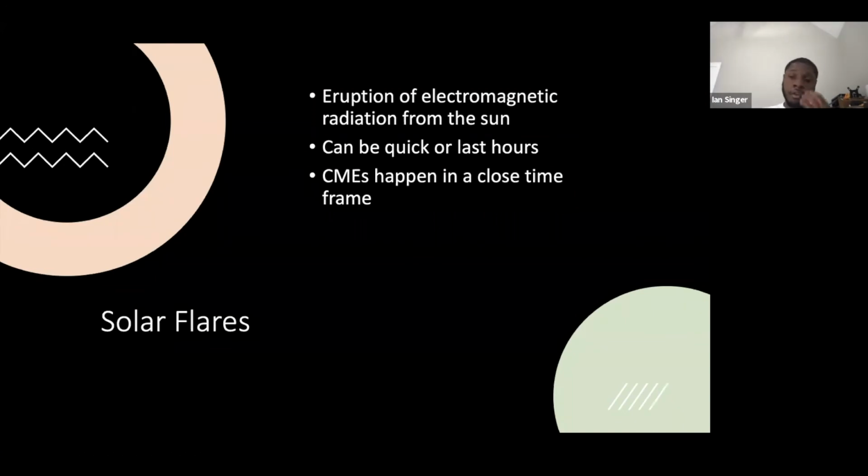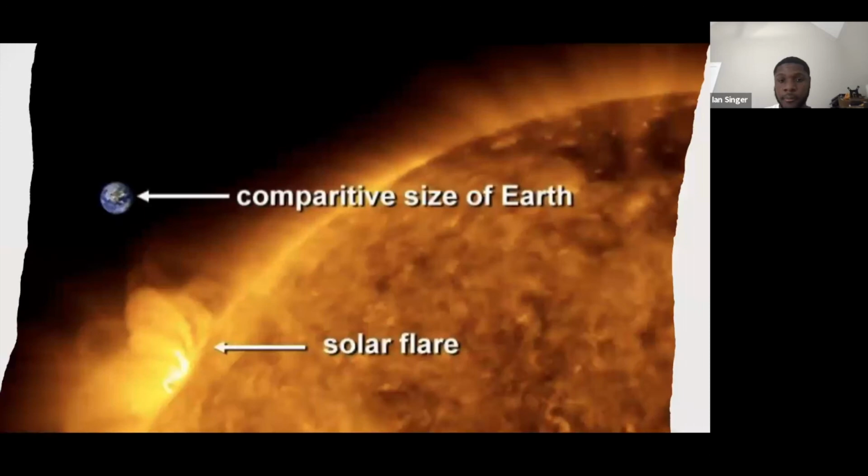Solar flares. Solar flares are like a quick burst of energy that comes from the sun. These happen really quickly, or they can last for hours. They have something to do with CMEs, and they'll usually happen around them. So around the same time as a CME, you'll also get a solar flare. And this is the solar flare down here in this picture.